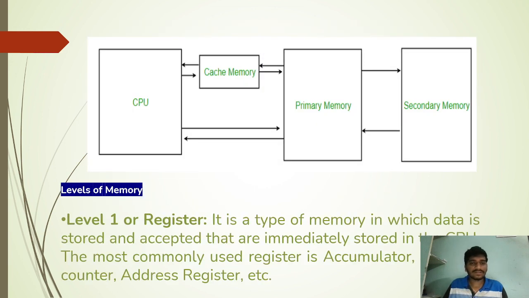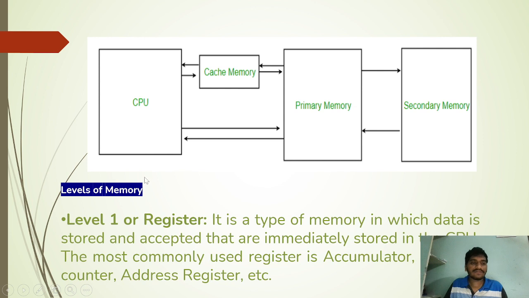Next, in the image we can see the CPU, cache memory, primary memory, and secondary memory. The cache memory acquires the data from the main memory or the secondary memory, and stores it in the cache memory. When the CPU sends a request to the cache memory to get data from the primary memory or secondary memory, it checks whether the data is available. Then it gives the data to the CPU, and it also makes a request to the primary memory to get the data into the cache memory.